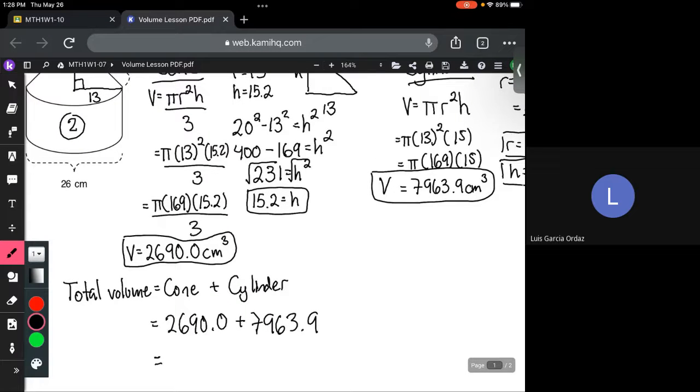Hey Siri, what's 7,963.9 plus 2,690.0? 10,653.9. She's smart. Siri's smart. Do we round? No, just round it to the nearest tenth.